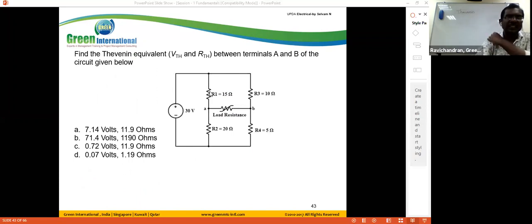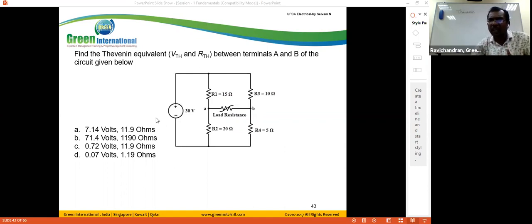So another important question. Hope this question may come, because it is a little bit complex, but definitely any one of them in the exam they may ask. So kindly go through the question. Thevenin's theorem. Find the Thevenin's equivalent VTH, RTH between the terminals A, B of the given circuit. So once again, a similar question, we need to find the Thevenin's voltage and Thevenin's resistance. The same thing, but compared to the previous one, it is a little bit complex.